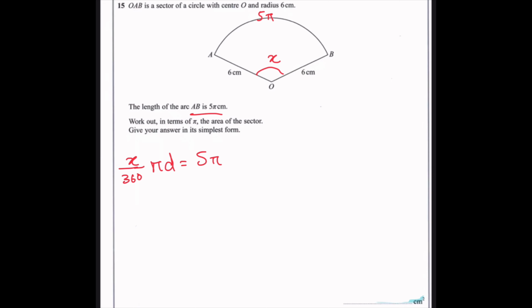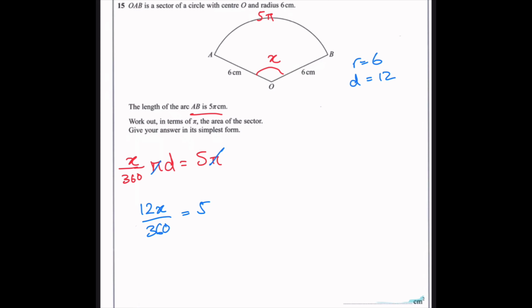Okay, this is the circumference of the circle, the portion of the circle I have is 5 pi. Now I'm going to rearrange this. I'm going to cancel out pi on both sides, because pi appears here, pi appears here. The diameter I know is 12, because radius is 6, diameter equals 12. So I get here 12x over 360 equals 5.